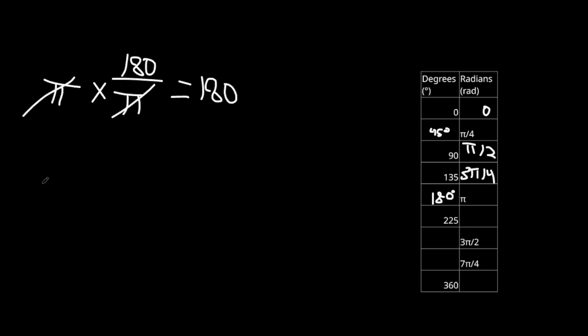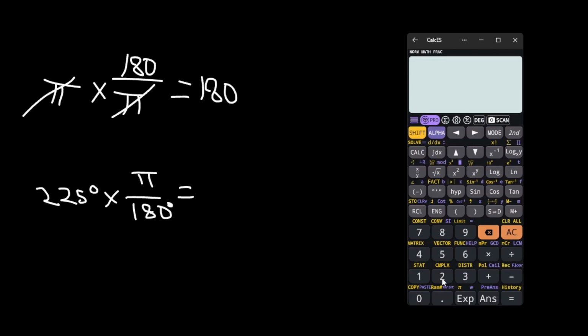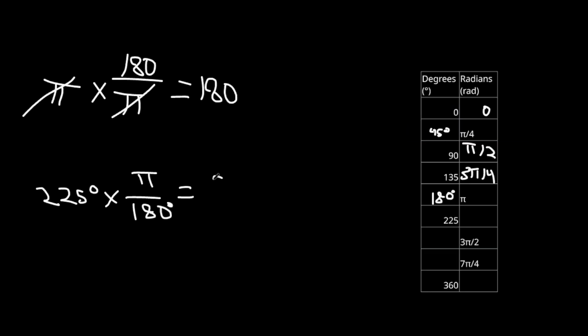Now, for the next one, we're given degrees. So degrees here, and then we multiply it with the denominator being degrees. So 180 here, and then pi at the top, and then we can do the math. So let's do it in a calculator, times, in brackets, pi divided by 180, and we get 5 pi over 4. I'm just going to double check this. Yep, 5 pi over 4. And that is the answer to this question here.